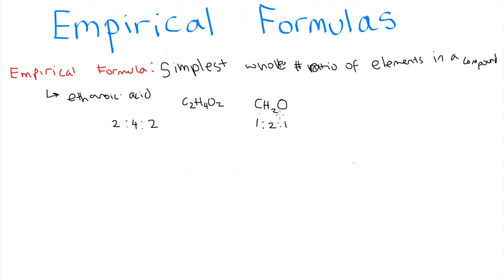Now, the ratio of elements isn't actually different. 2 to 4 to 2 is exactly the same as 1 to 2 to 1, except 1 to 2 to 1 is just a simpler version. So that's what it means when it says a simplest whole number ratio.